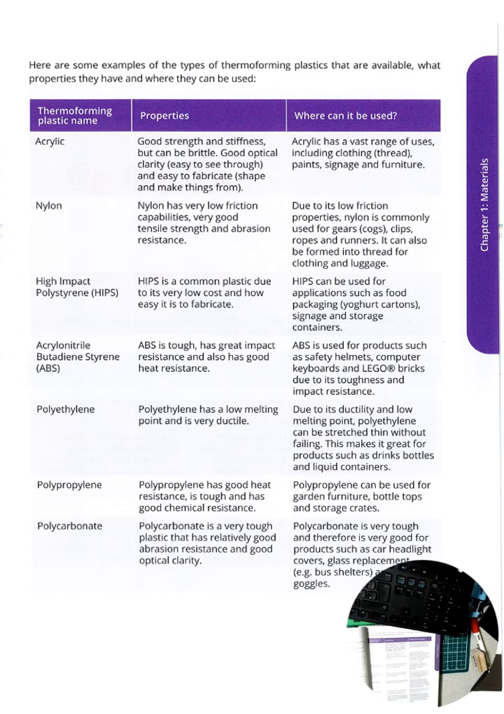Polypropylene. Polypropylene has good heat resistance, is tough, and has good chemical resistance. Polypropylene can be used for garden furniture, bottle tops, and storage crates.